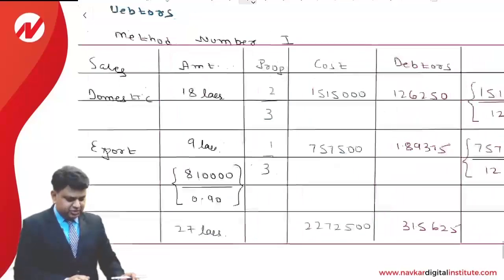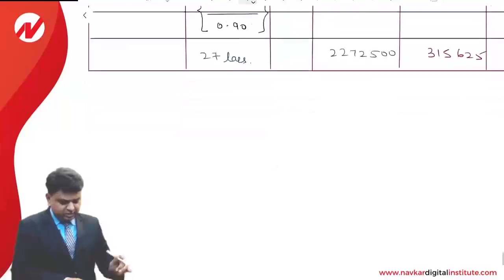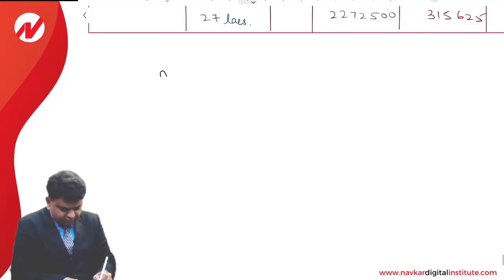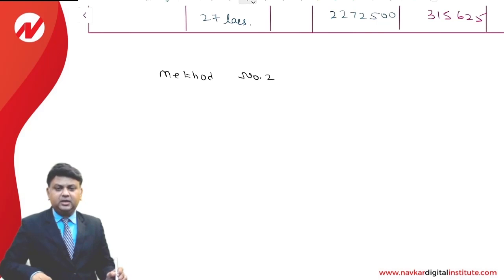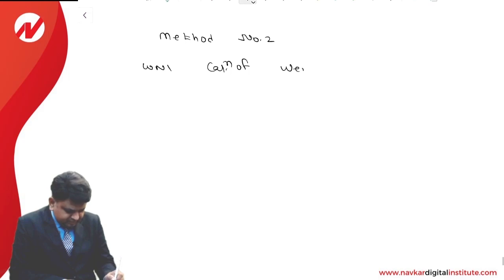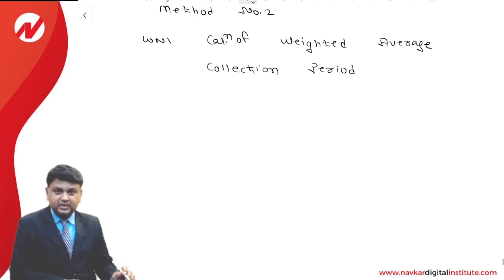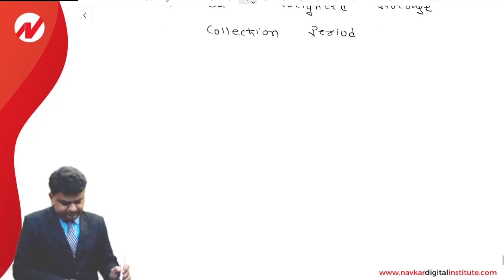Now, after making calculation of the debtors, let us see how we can make the computation of the debtors in an alternative manner. The method number 2 is like this. In that, you can compute the weighted average collection period. So, working note number 1, calculation of weighted average collection period. Let us see how we can compute the answer.